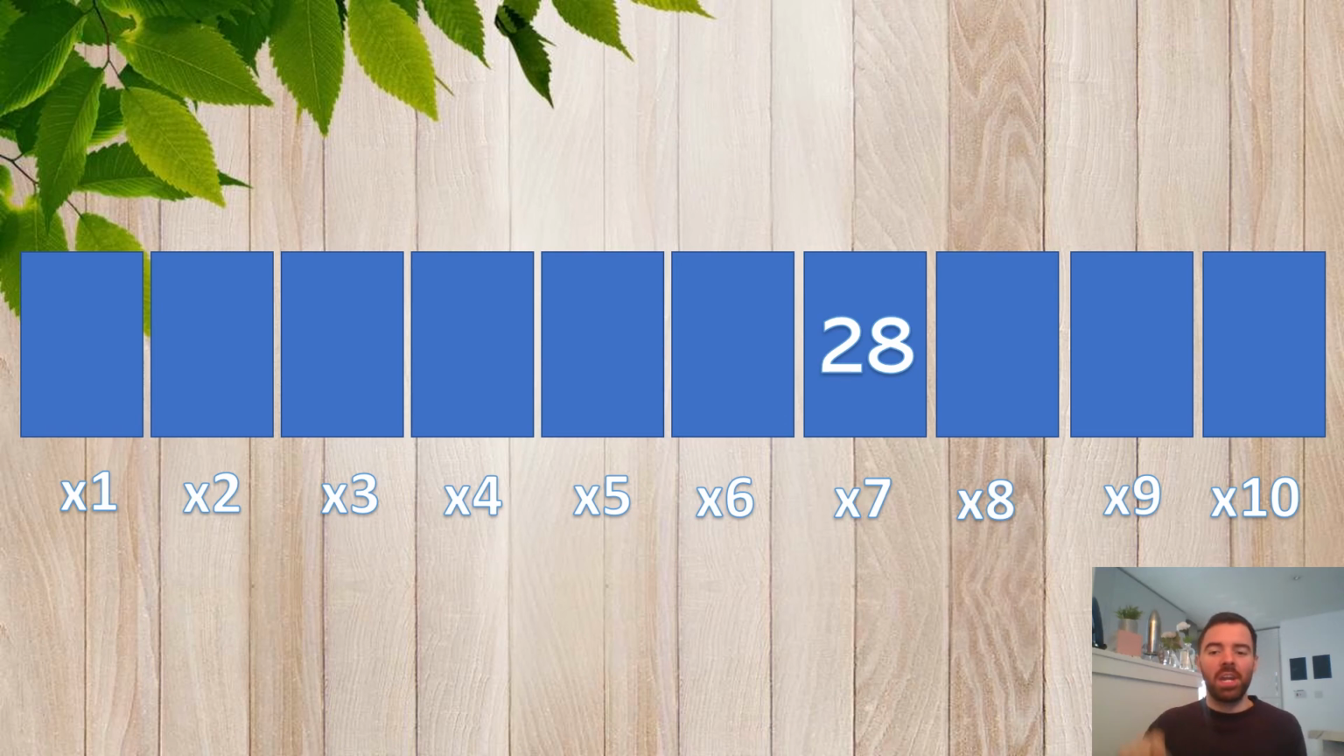Let's go for it. 4, 8, 12, 16, 20, 24, 28, 32, 36, 40. Back the way. 40, 36, 32, 28, 24, 20, 16, 12, 8, 4.